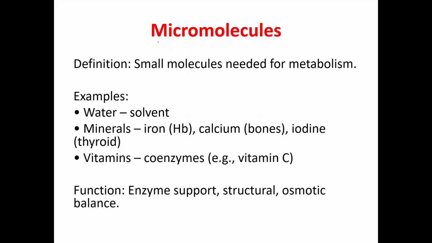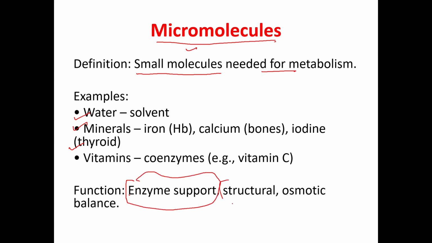Come on to the micromolecule first. A micromolecule is defined as a small molecule needed for metabolism. Basically, it is a small molecule like water and minerals. Examples are water, minerals, and vitamins. These are the micromolecule functions: it helps in enzyme formation, structural growth of the cell, and maintains osmotic balance, such as water.